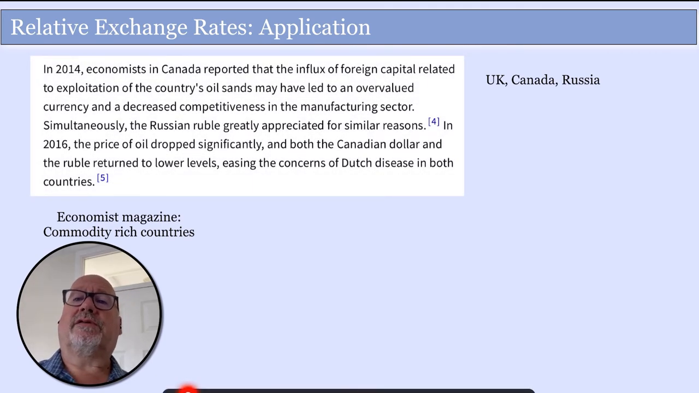This is more recent. 2014, Canada, they found a big oil sand. They found a lot of oil in their sands, and it says it led to an overvalued currency and decreased competitiveness. Similar has happened to the Russian ruble. But then when the price of oil dropped, it eased the concerns for those countries. So the UK is a good example here, but you can use Canada, but you can use Holland.